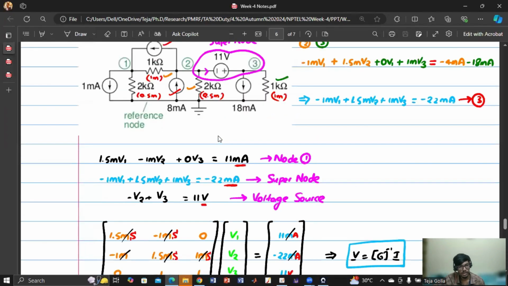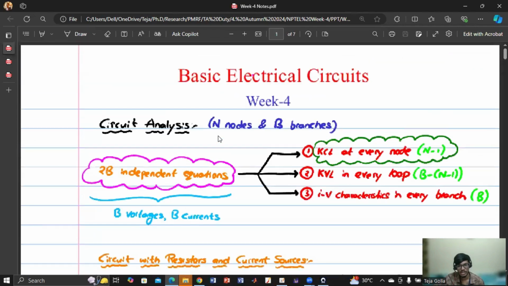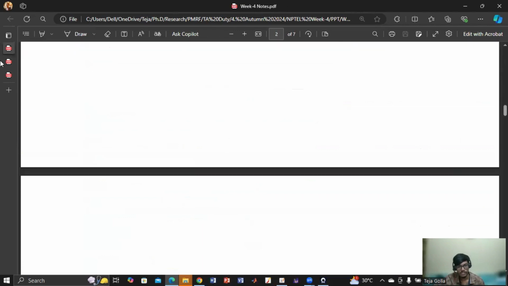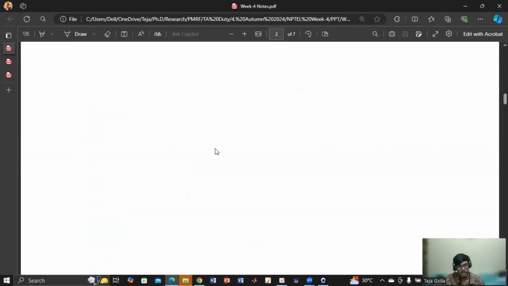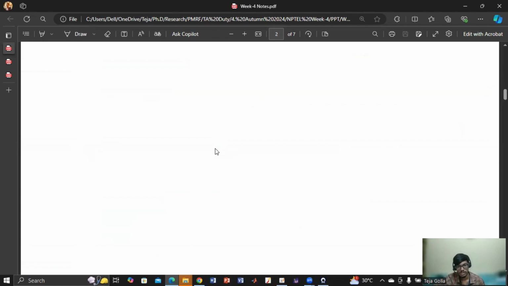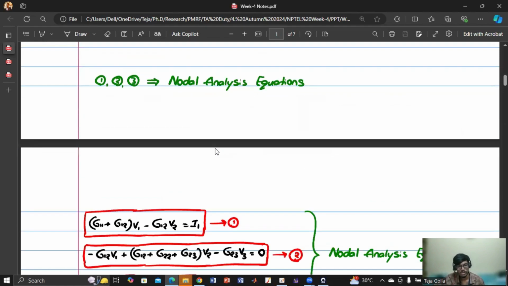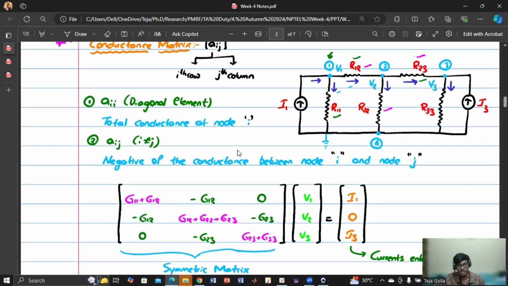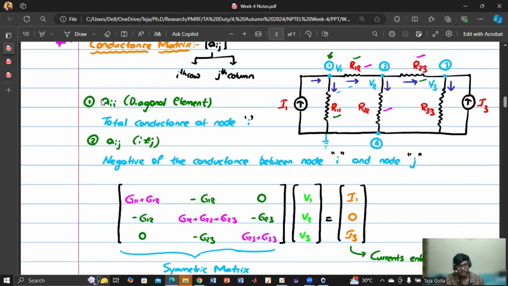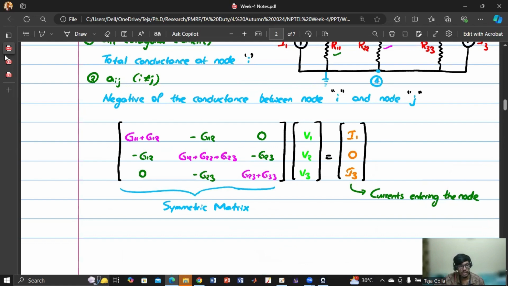So let me just talk about it. I think I will get time for one or two problems, but before that, let me talk about the theory that we have covered. So in week 4, I think we have discussed nodal analysis or mesh analysis. Which one? Nodal analysis. So we have covered nodal analysis. We have seen that for getting the conductance matrix, there is one trick. The diagonal elements are the total conductance at node I, and the non-diagonal elements are the negative of the conductance between those two nodes, and this is the current entering the node.